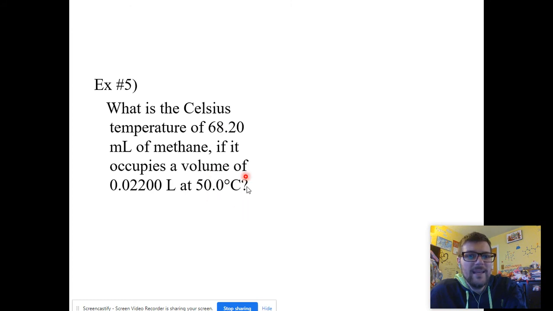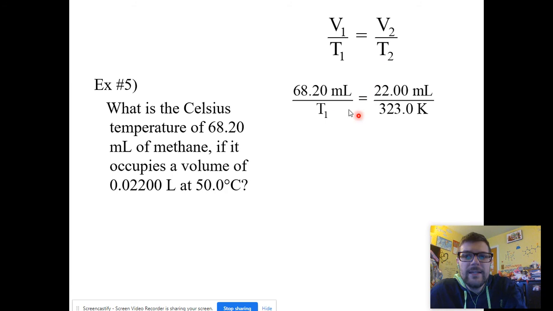So I'm expecting a Celsius temperature of greater than 50 in my answer. All right, so let's start setting this up. We want to use this relationship, V1 over T1 equals V2 over T2. And one of the things I've already gone ahead and done is to convert from liters to milliliters. I could have just as easily gone the other way. It would be okay to do both of these in liters instead of both of them in milliliters, as long as they're the same units.